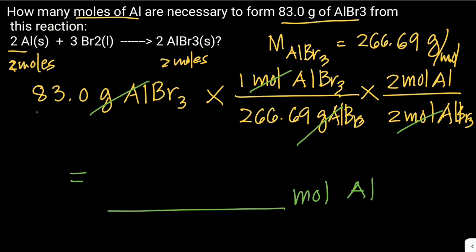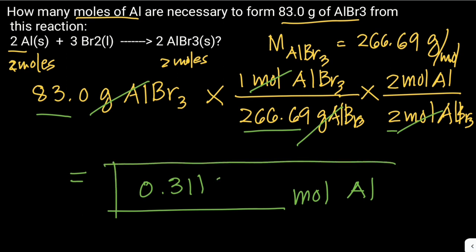We just have to multiply 83 times 2 divided by 266.69 divided by 2. Let's calculate that. Now we get 0.311 moles aluminum. So this is our answer here.